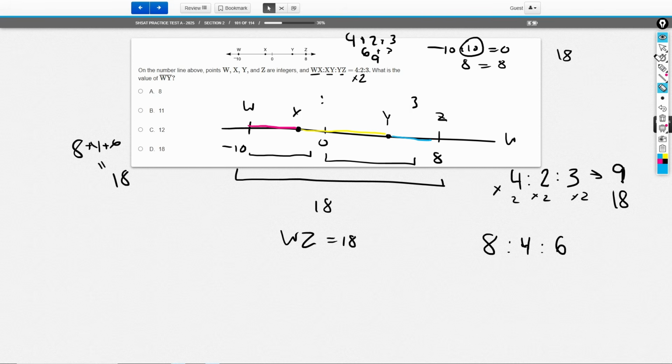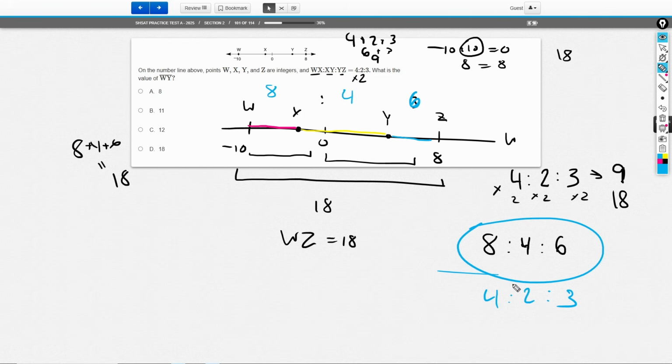The distance between W and X has to be 8. Between X and Y has to be 4. And between Y and Z has to be 6. This has to be true, right? Because what they did was they simplified this original ratio with all the correct lengths down to 4 to 2 to 3 to make it in simplest terms and probably to confuse you.